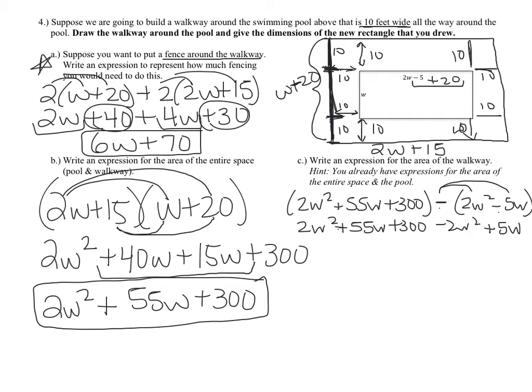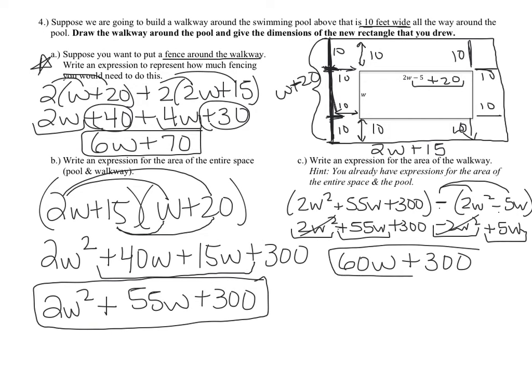So now when I combine like terms, the 2w squared minus 2w squared, those terms cancel out. 55w plus 5w is 60w plus our 300. And that would be the expression of just the area of the walkway. Now at any point, if you lost me, you should go back and try to re-listen again, because this is kind of a lot. I understand that.